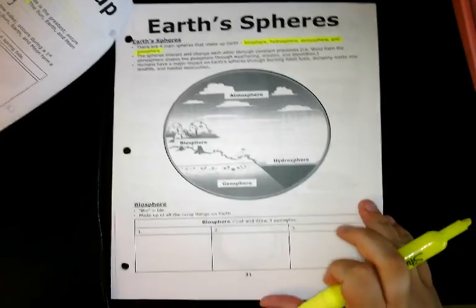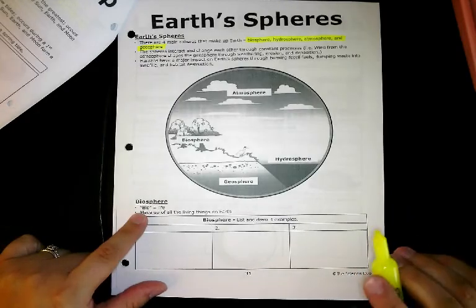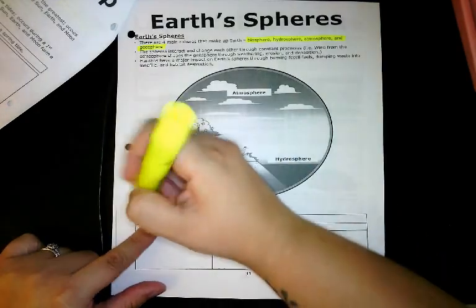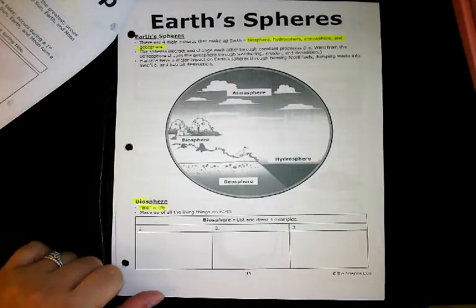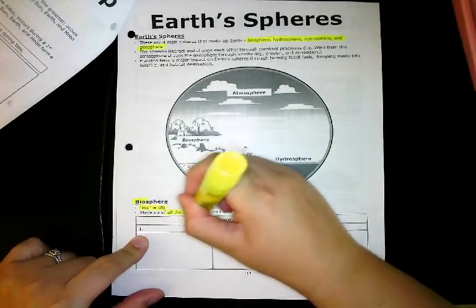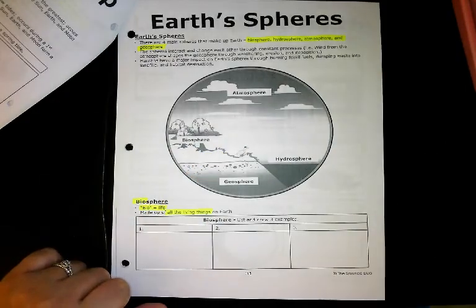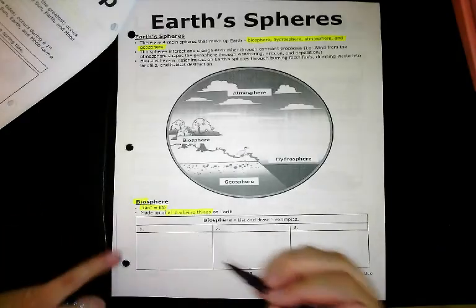Right. Easy peasy, right? Not too crazy, right? We got to remember what our prefixes mean for these spheres, right? For the biosphere, bio means life, and it's made up of all the living things on Earth, right? So let's just draw one example. What's something living from the Earth? I see a duck right here.